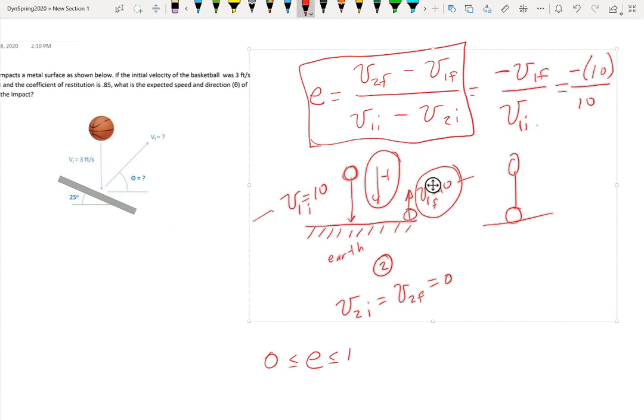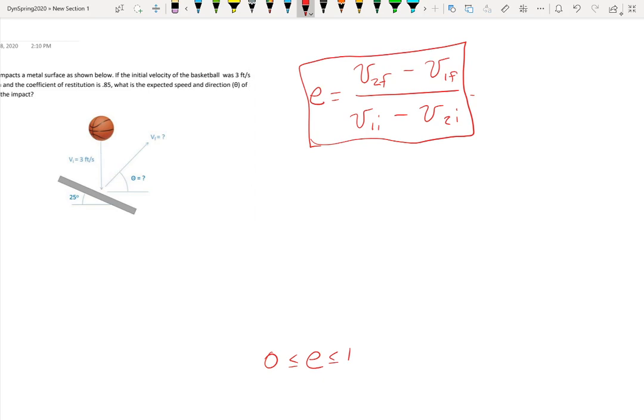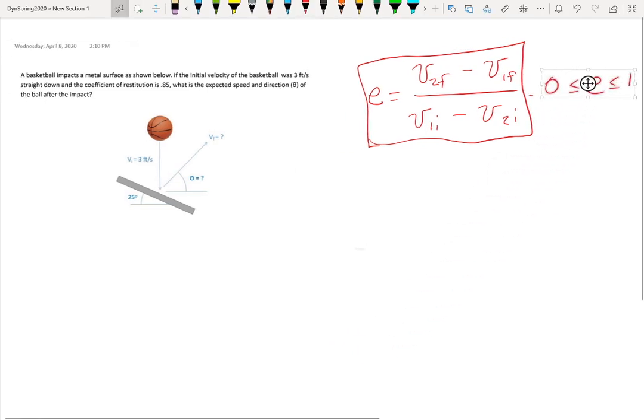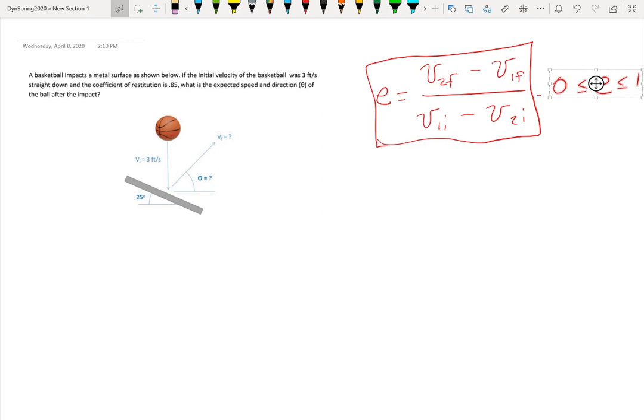Let's take this now and just delete it. We went over the example. I'm just going to put this here. Okay, so it impacts a metal surface. If the initial velocity of the thing is 3 feet per second, straight down, and the coefficient of restitution is that, what's the expected speed and direction of the ball after impact? So I'm going to call this 1. I'm going to call this one 2. Here's your thing. E equals 0.85.